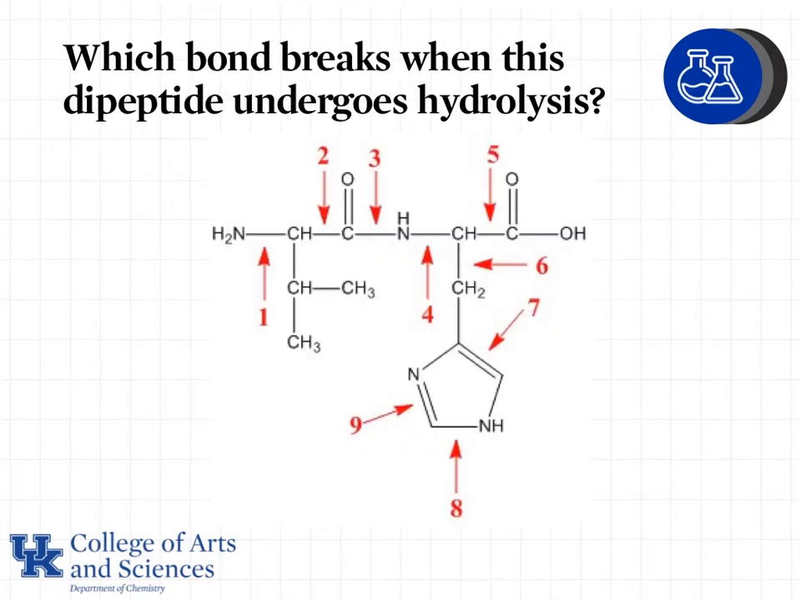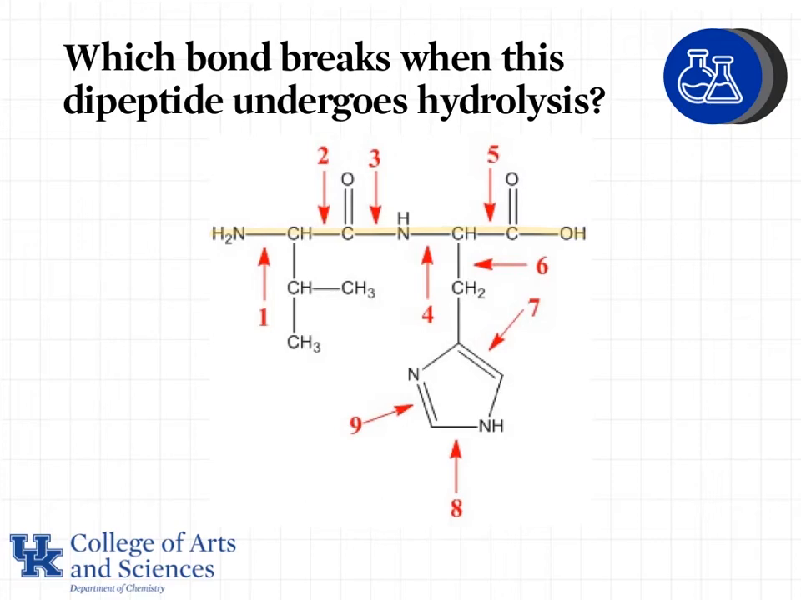Which bond breaks when this dipeptide undergoes hydrolysis? The first thing we want to look for is the backbone. Remember that we can't actually have any hydrolysis occurring in the side chain. When bonds are broken or formed in the formation of polypeptides, it's always going to be within the backbone. So the first thing I want to do is identify the backbone, and I'm going to look for my pattern of NCC, NCC. So I have my amine group, my CH, my C double bond O, my amine group, my CH, my C double bond O. So I know that whatever bond that breaks is going to be within that backbone.